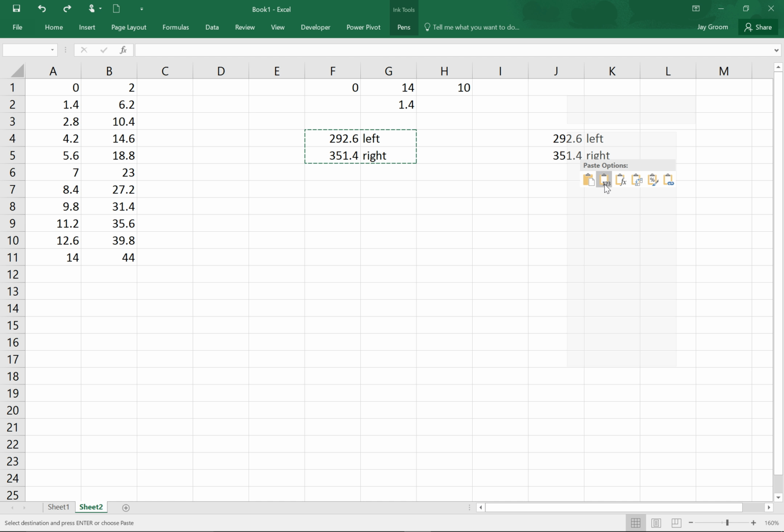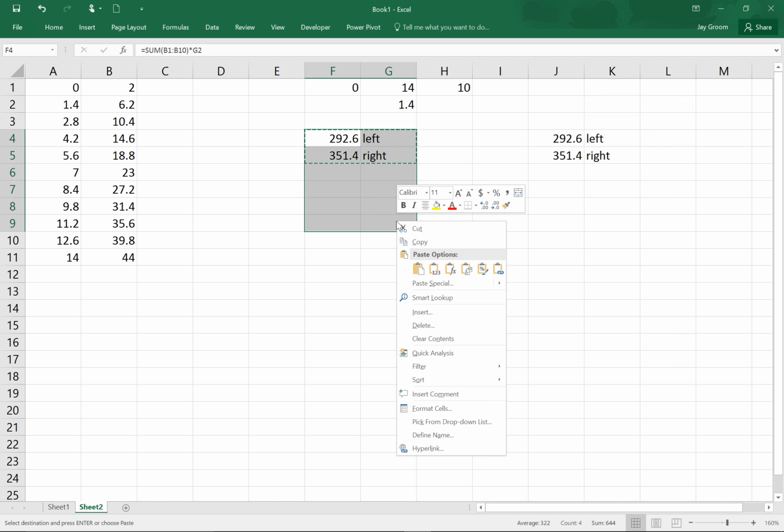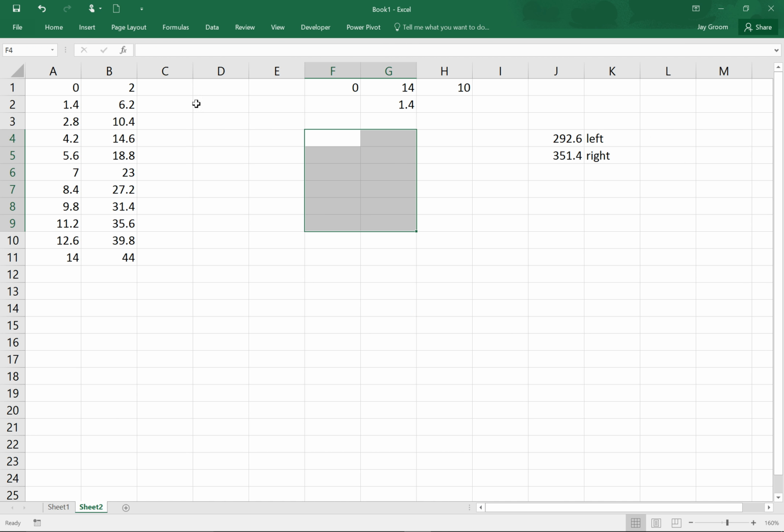I'm going to hit paste values only. Okay? And I'm going to get rid of this because it freaks me out. Because these are just values now. They're not related to any of these numbers. They're just values. They will not change now. The way I had it set up before, they depended on these values that I'm going to be changing.